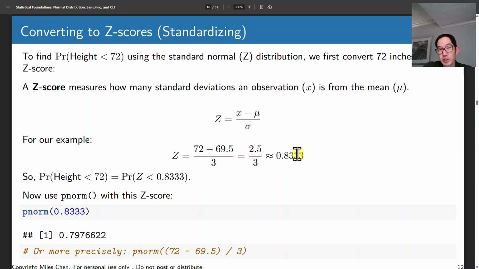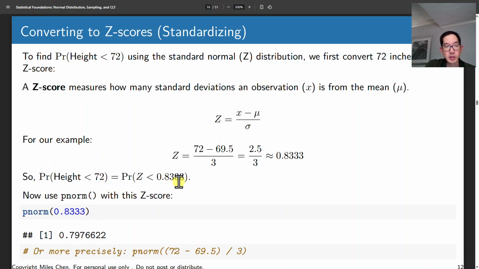I'm going to do 2.5 divided by the size of my standard deviation, 3, which is 0.83333. So the formula for the z-score is, you take your observation or your cutoff line, whatever it is, and subtract off the mean to get the distance from the mean. But you want not the direct distance, but how many standard deviations that is. So you take that distance and divide by the size of your standard deviation, sigma. Asking what is the probability that the height is less than 72 is equivalent to asking what is the probability of getting a z that is less than 0.833.